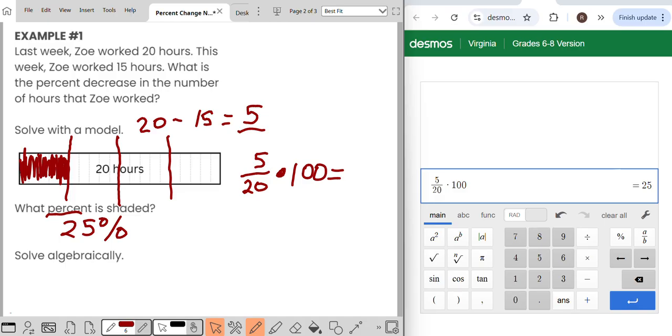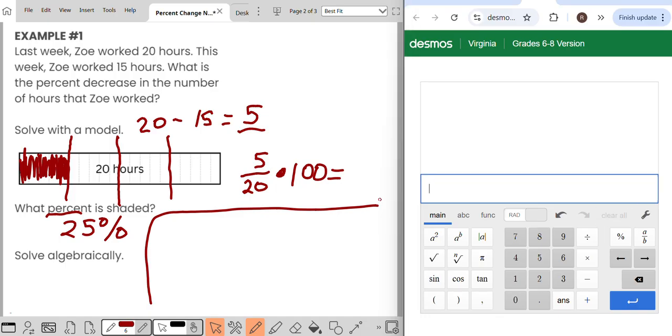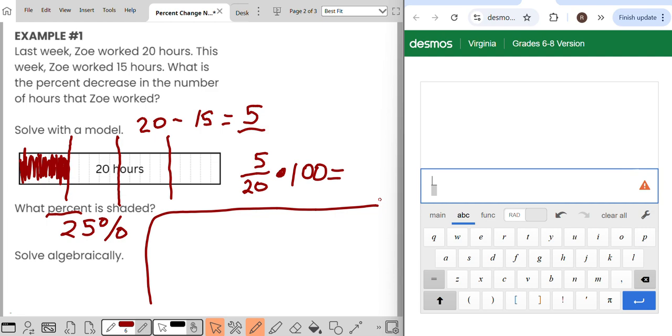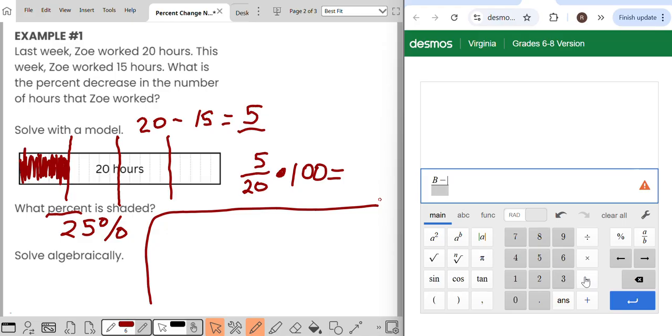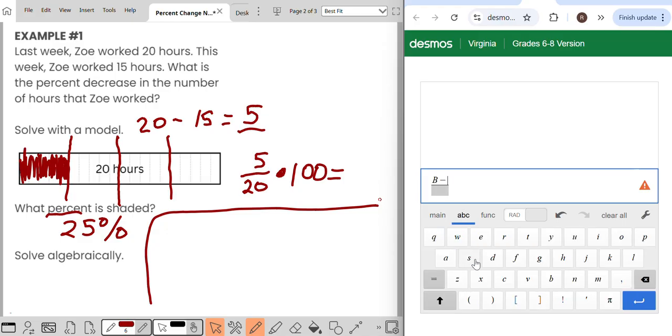Okay? So now let's go ahead and solve it algebraically, which means using the formula, because we want to make sure that it works. Okay? So the first thing I'm going to do is I'm going to come over here to Desmos, and I'm going to type in my formula. Okay? I'm going to start by making sure I have a fraction bar there. I'm going to type in uppercase B and minus a lowercase s, because we talked about that. That's what we want to do.